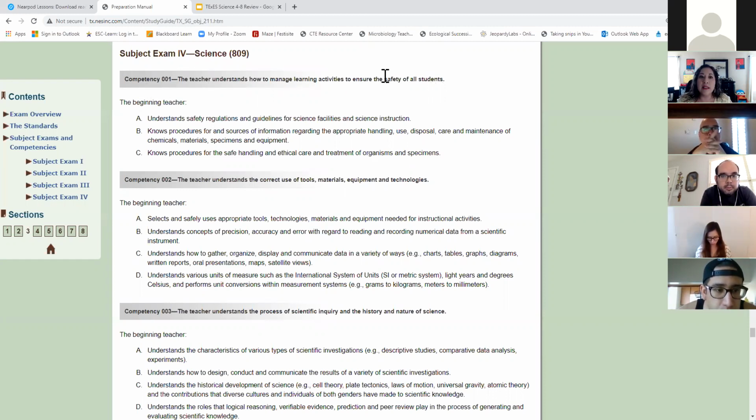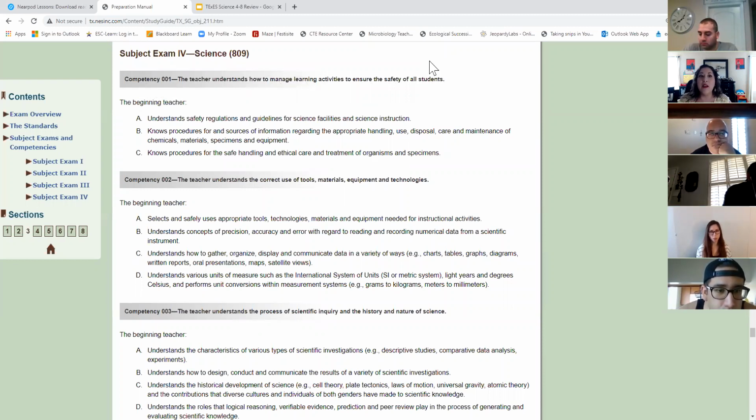When you read your competency, it gives you an overview of what you should know as a teacher, and this is what you're going to be tested on. You know how we talk about TEKS in class? Your TEKS are what you have to teach the students, and the TEKS are what the STAAR test is based on. So if you're teaching to the TEKS, your students should be successful on the exam. The same thing goes for the exam that you're taking.